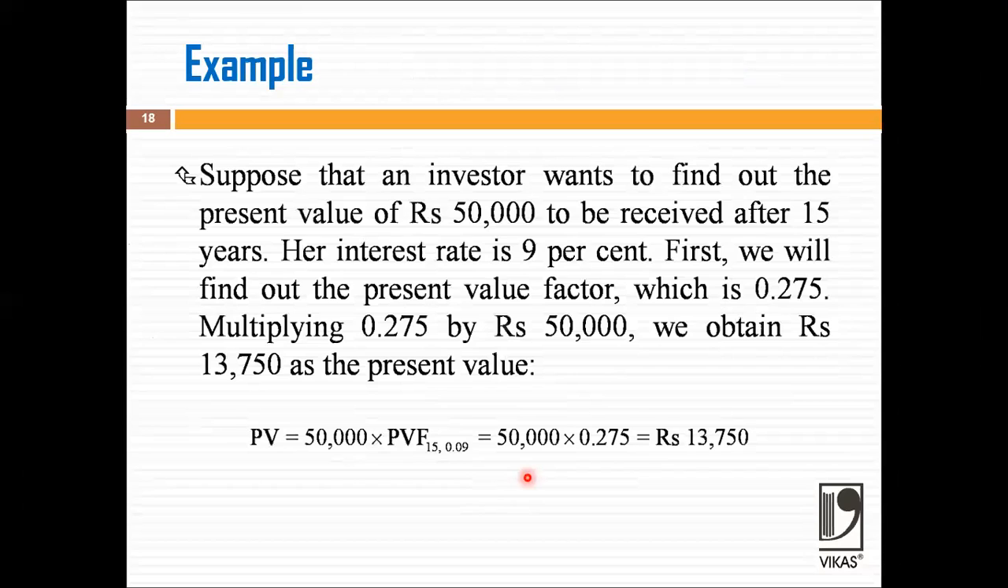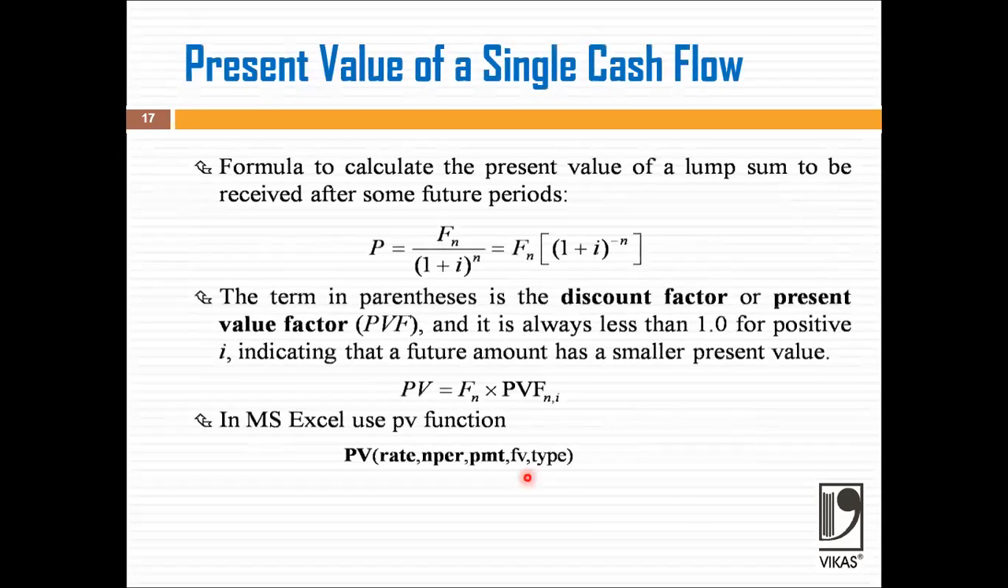Example. Suppose an investor wants to find out the present value of rupees 50,000 to be received after 15 years. Her interest rate is 9%. First, we will find out the present value factor, which is 0.275. Multiplying 0.275 by 50,000, we obtain rupees 15,750 as a present value. Let us discuss using this example.